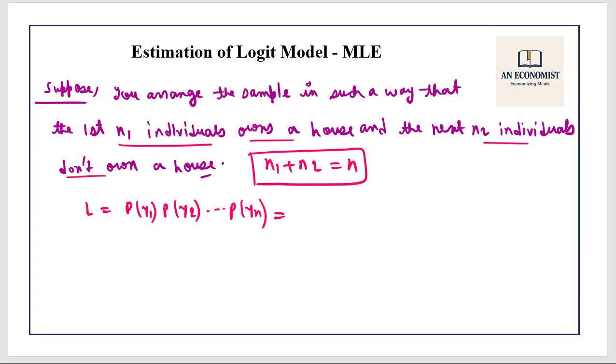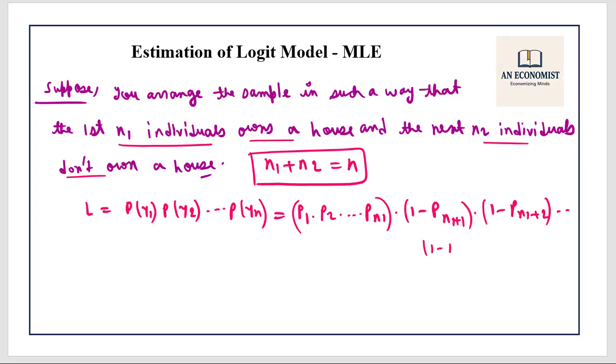How do you further write it? You can break it like this: P1, P2 up to Pn1. These probabilities you will separate out. And then for the next term, it will be 1 minus probability n1 plus 1. Observe that for the n1 plus 1th individual, the person does not own a house. From n1 plus 1, n1 plus 2 up to n, the probability will be 1 minus P(n1 plus 1), 1 minus P(n1 plus 2), all the way up to 1 minus probability of n. So please try to understand this step, what I have done.